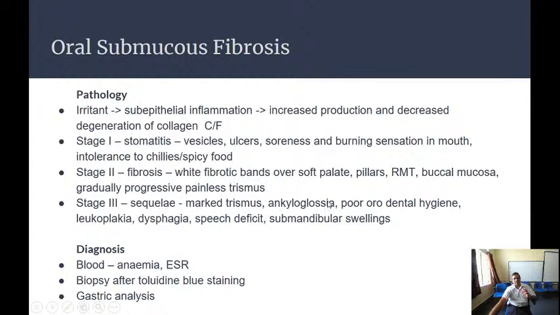The tongue movements are also impaired, and there is poor oral-dental hygiene, leukoplakia, dysphagia, and speech deficit because the tongue movements are also restricted. There are also submandibular swellings, because sometimes the submandibular salivary duct becomes narrow and then may lead to retrograde accumulation of the secretions and swellings there.